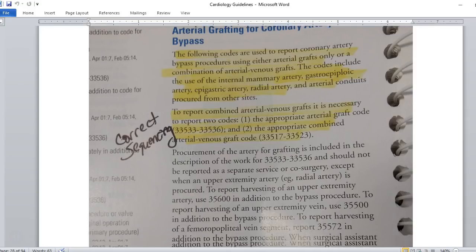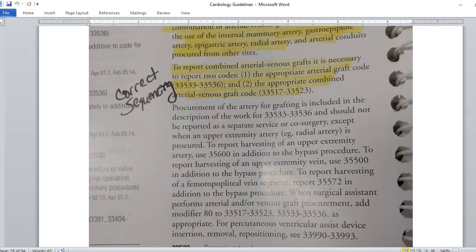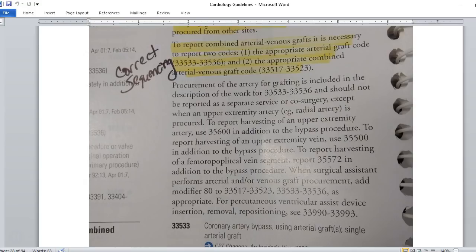It goes on to remind us that if we use anything but those specific arteries and veins, we have to go and grab another code. So again, we have to be careful what is included in these codes, what is not included in these codes. And again, we can look up bypass graft and then you look up coronary, okay? Because we can do bypass grafts in all different areas of the body.